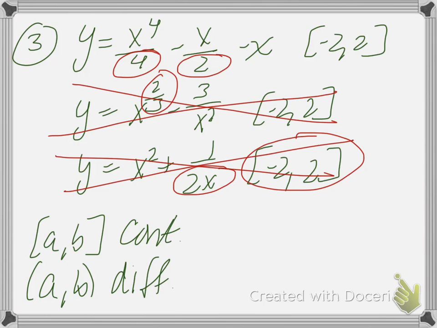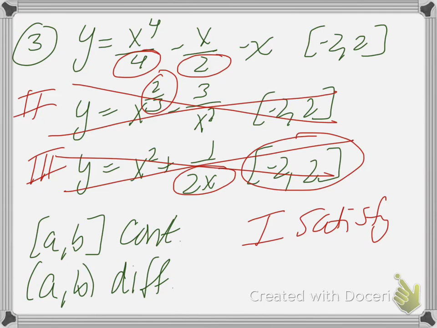This was choice number 1, is the one that does satisfy it, and the question is asking which ones don't satisfy it. So it's going to be numbers 2 and 3, and that was choice C.